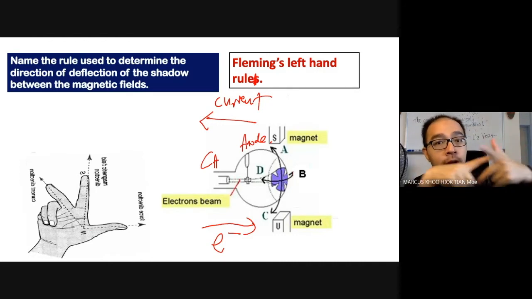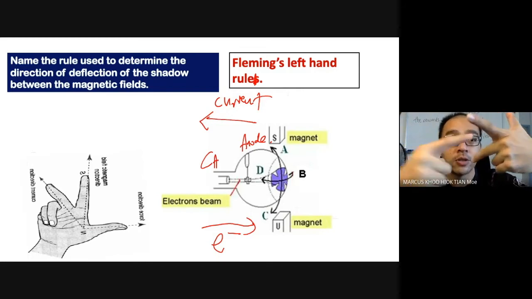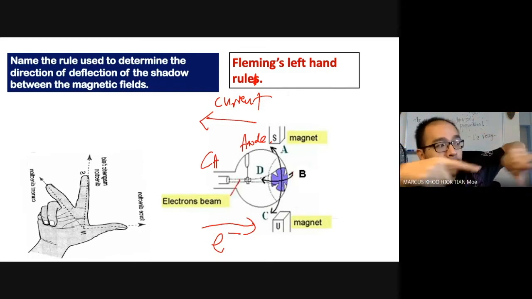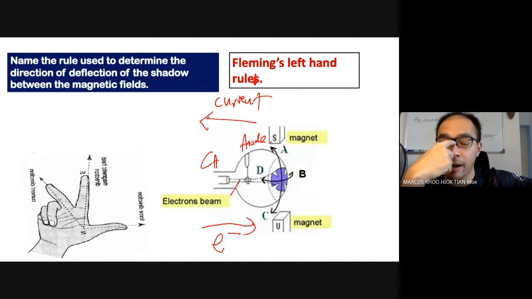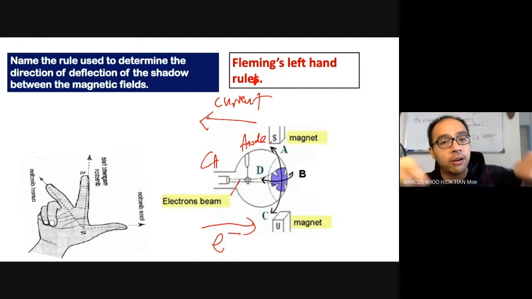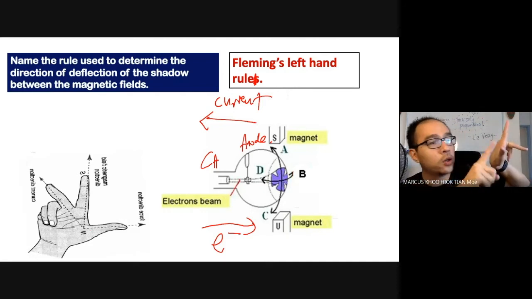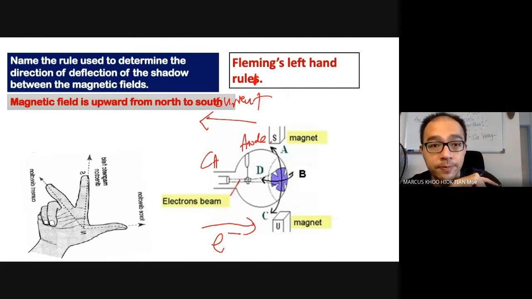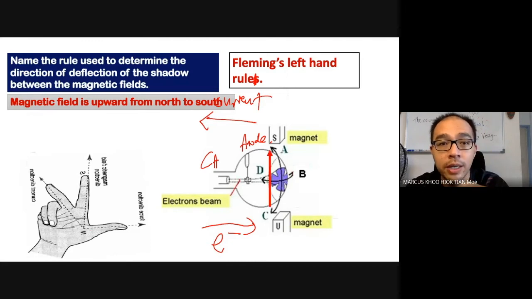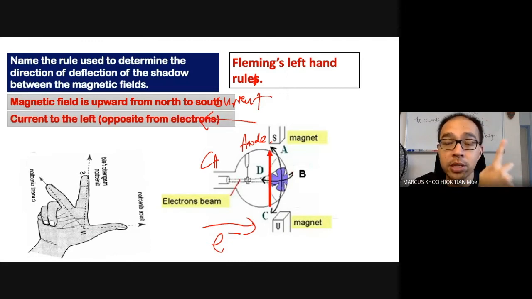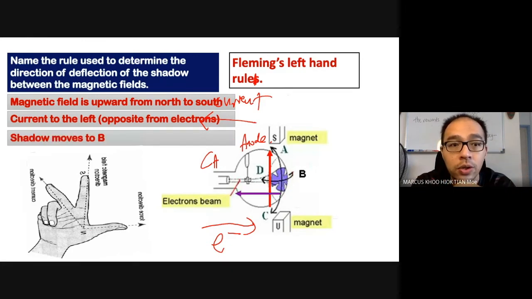So this is north and this is south. Current flow is to the left. If you follow the screen, current flow is to the left, north is down, south is up, so it's like this. The deflection is going to go towards B. Magnetic field is upward from north to south. Current is to the left, which is the opposite of the electron flow. And so the shadow will move towards B.